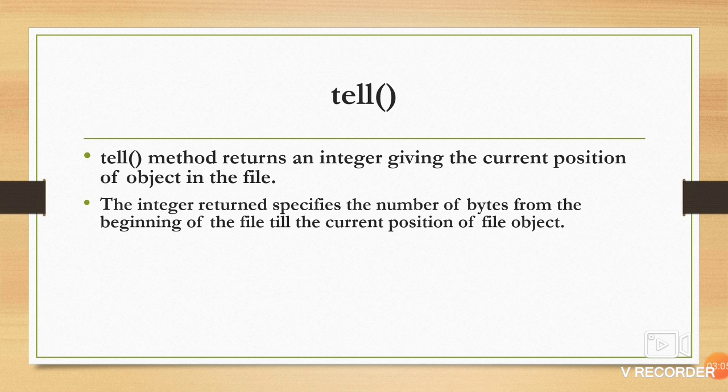The integer returned specifies the number of bytes from the beginning of the file till the current position of the file object. I told you that it returns an integer value, but what will that integer value specify? It will specify the number of bytes from the beginning of the file till the current position of the file object. So the tell method returns you the integer.